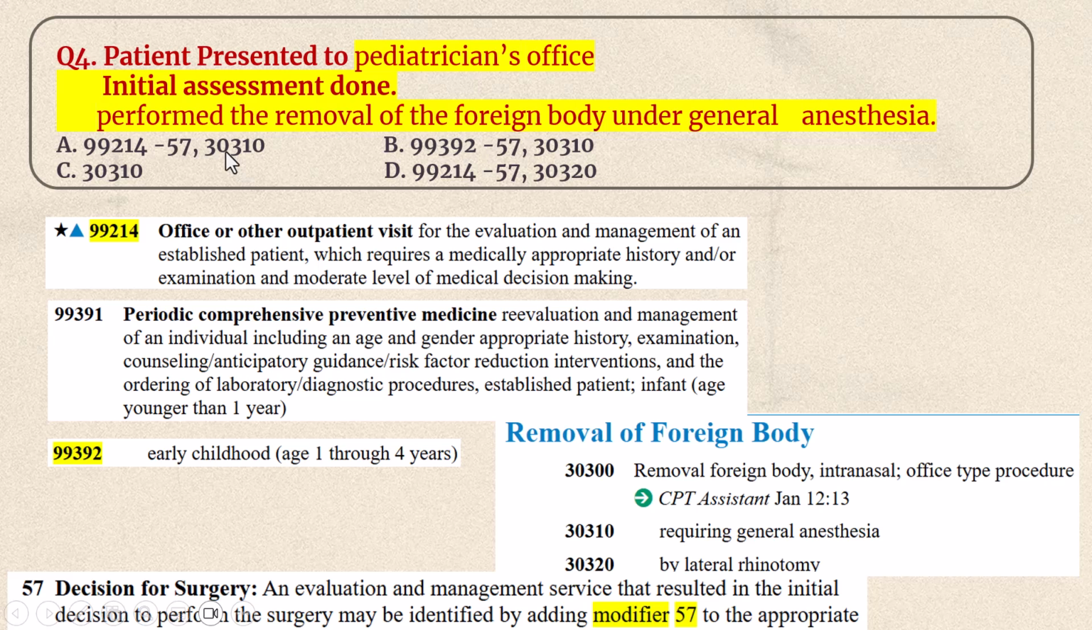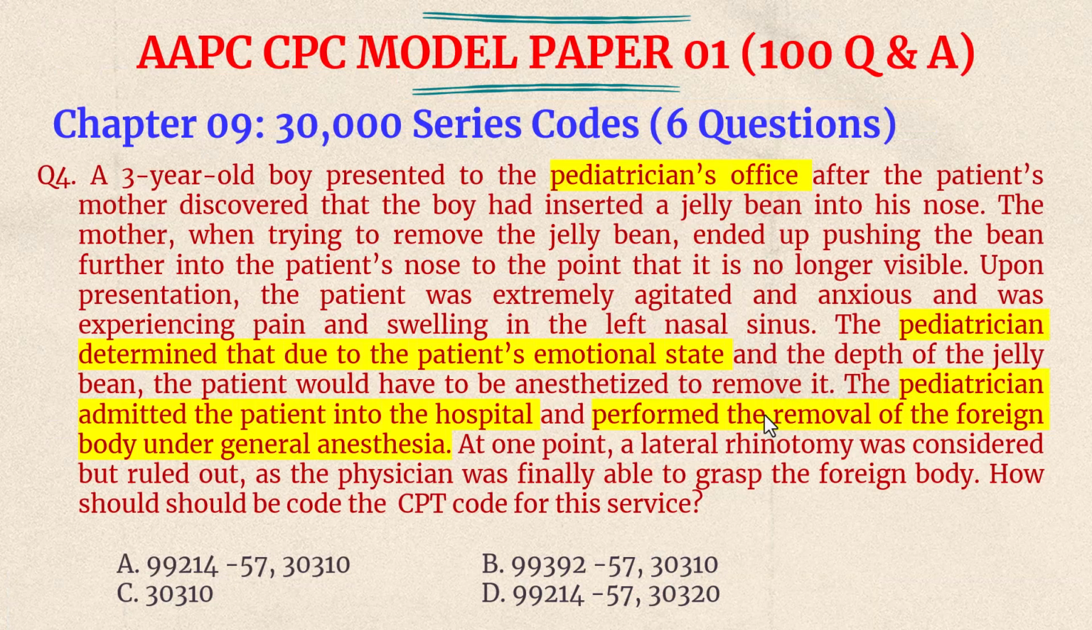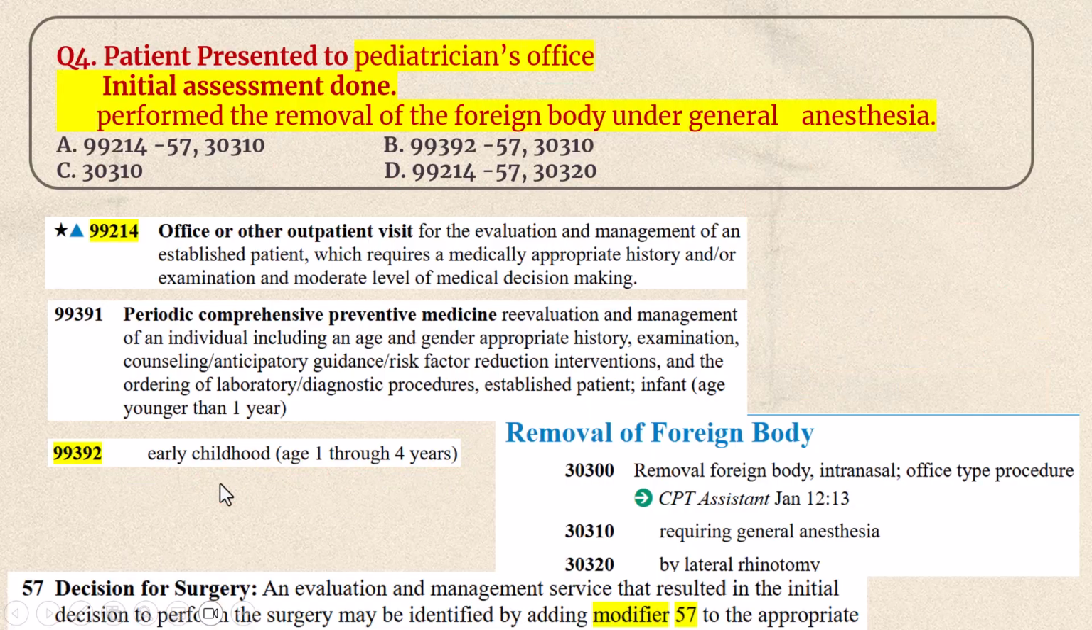When you see 3310, that is the removal of foreign body. Here 3310 requires general anesthesia. 3320 is by lateral rhinostomy. But in this case, the lateral rhinostomy is considered but not done. Here you can see at one point the lateral rhinostomy was considered but ruled out. So that is not done. As it is not done, the suitable code here is 3310. So 99214 and 3310 are the suitable codes.